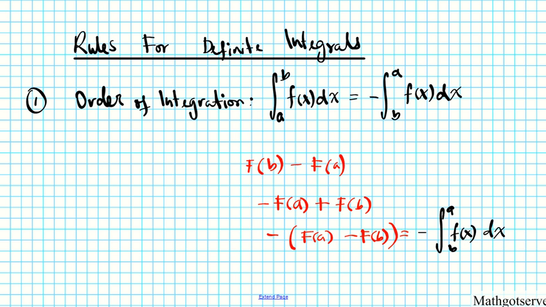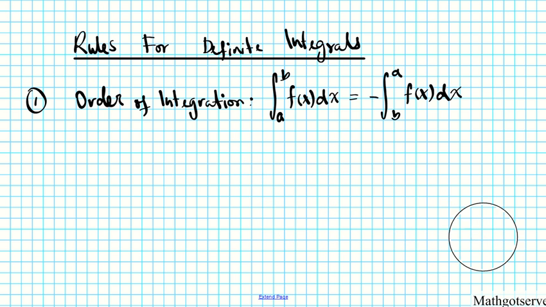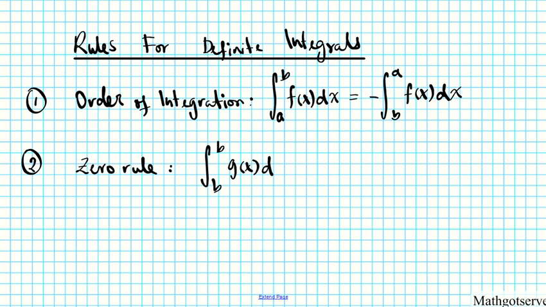All right, now let's take a look at the second rule. Second rule is known as the zero rule. Okay, zero rule, and that basically says that if your limits of integration are the same. So let's say you're going from b to b of g of x dx. This is going to be equal to 0. Okay? So why is this the case? Well, this is because you're enclosing a zero area.